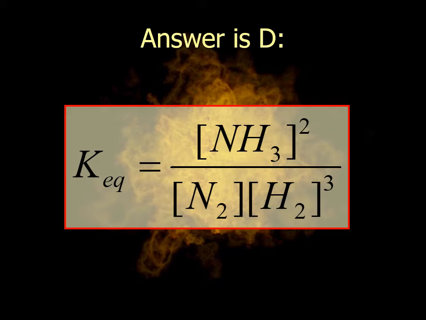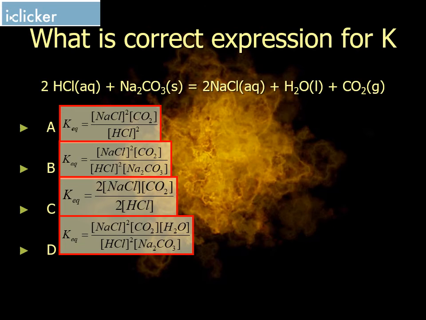And the correct answer there was D, products over reactants raised to the powers of their coefficient, so NH3 squared, H2 cubed. And it's products and not sums, and it's exponents, not multipliers. It's not 3H2, but H2 to the power 3. So just to remind, it's products over reactants. H2O, which is an L, is not included.